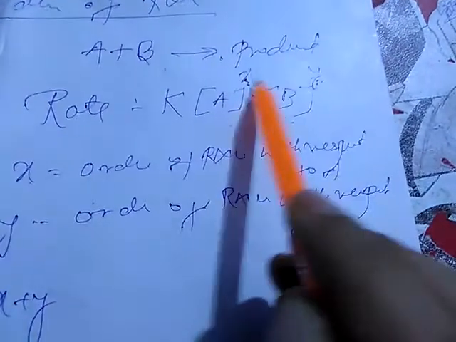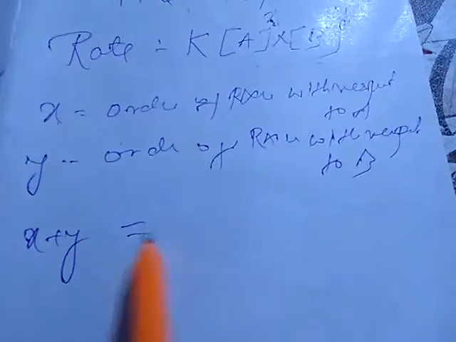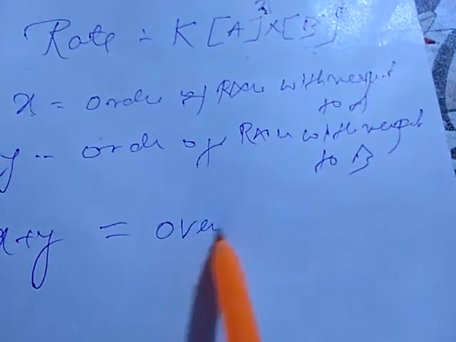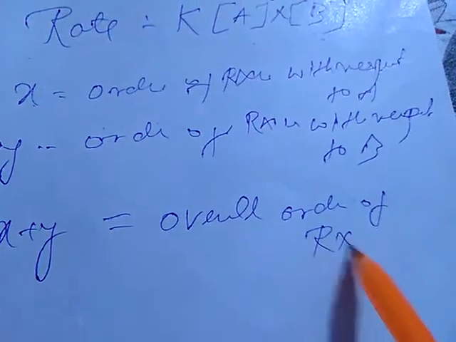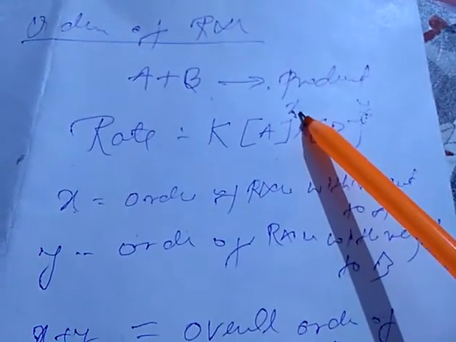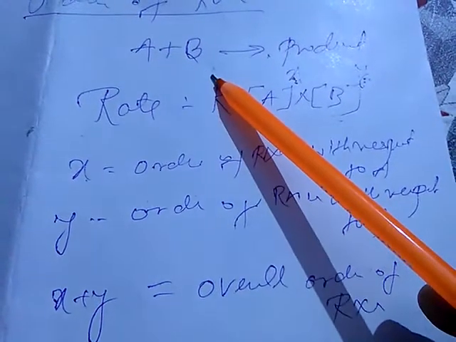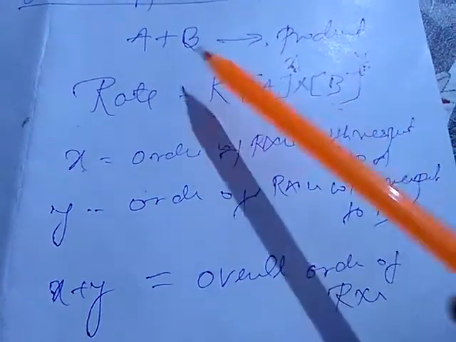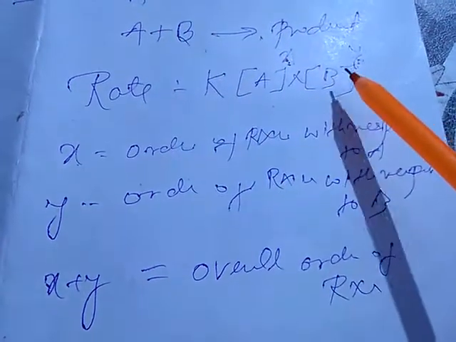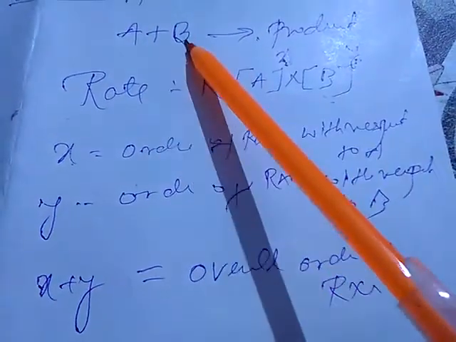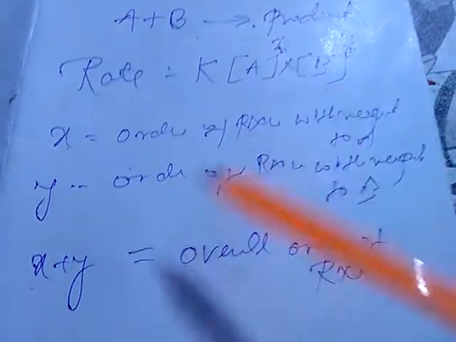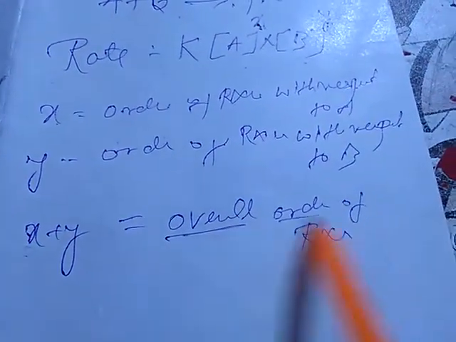And x plus y, the sum of these two powers, is called the overall order of reaction. That is, if we take x only, it is the order of this reaction with respect to A, meaning the first reactant only. If we take y only, it is the order of the reaction with respect to B. But if we take the sum of x and y, the sum of these powers, then it gives the overall order of reaction.